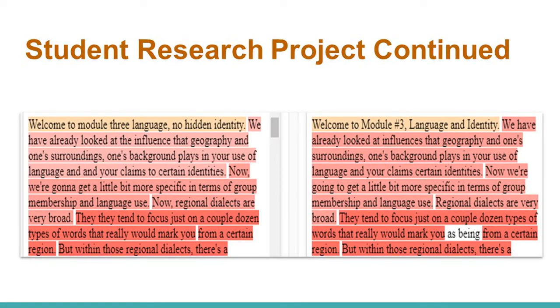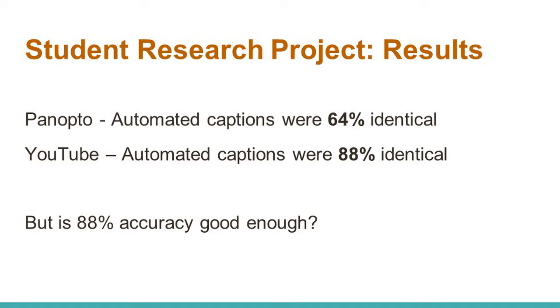All 245 minutes were run through the voice recognition software for Panopto and YouTube. They compared the two transcriptions side by side. As it turns out, Panopto was less accurate than YouTube, 64% compared to 88%. Yet an important question still remains. Is 88% good enough for students? Certainly not for deaf students, but what about the average viewer? And what about linguistics content?